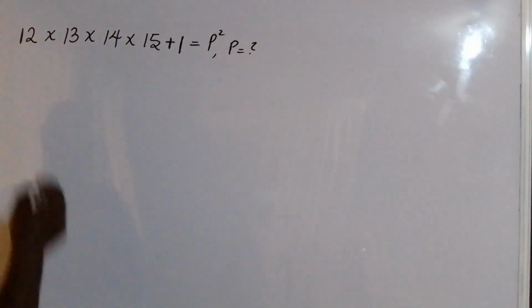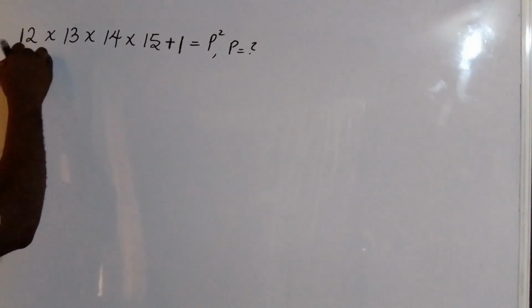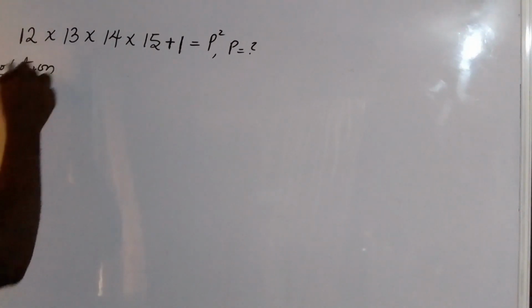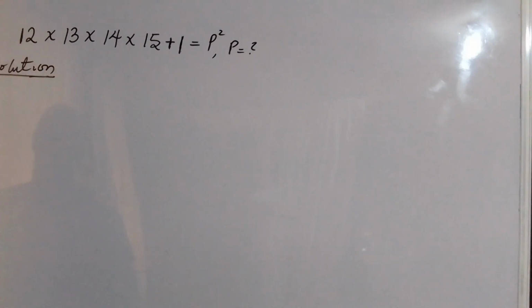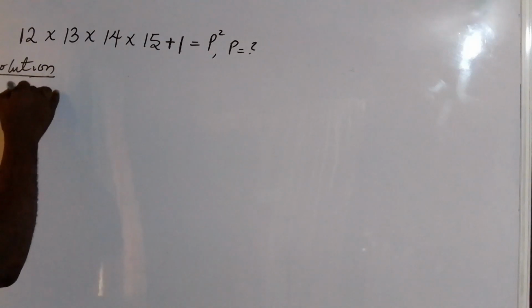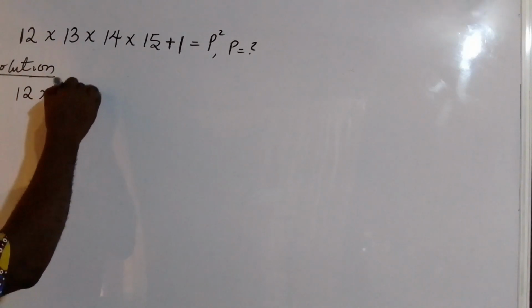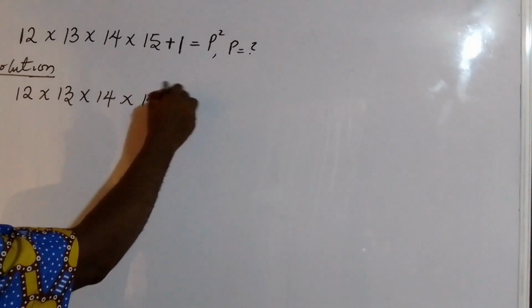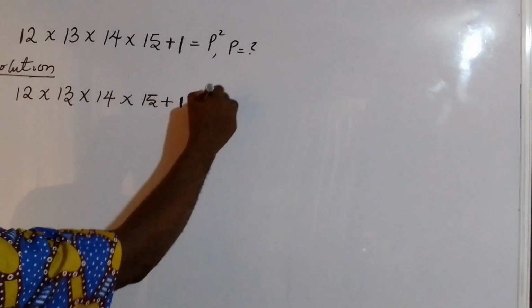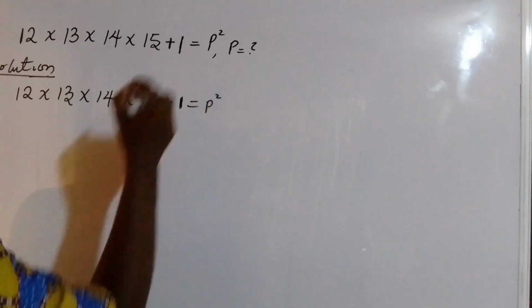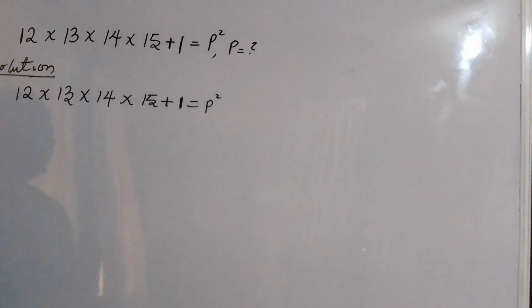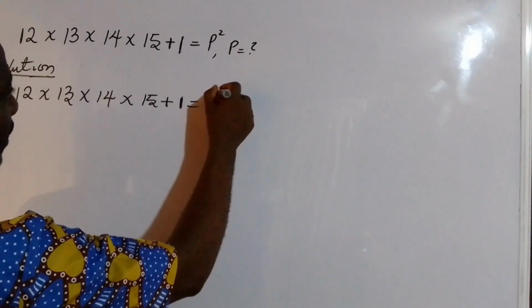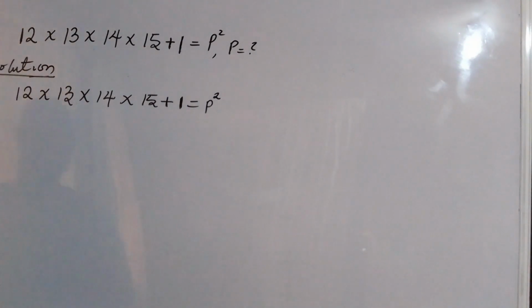So what we need to do is to first grab our solution. And then we have 12 times 13 times 14 multiplied by 15 plus 1 equal to p squared. So how do we solve this kind of problem? It's a very interesting one, as you will soon see.